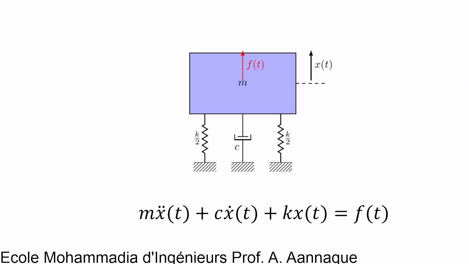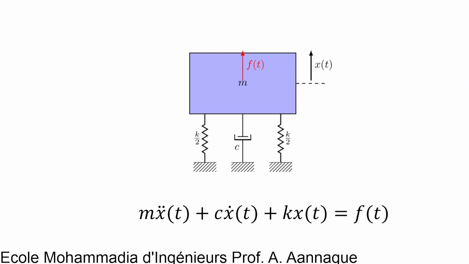Hi, in this video we will see how to find the response of a damped mass spring system excited by various conditions. The governing equation is m x double dot plus c x dot plus kx equals F. F is the external force. M x double dot is the acceleration. C x dot is the force applied by the dashpot, and kx is the force applied by the spring.